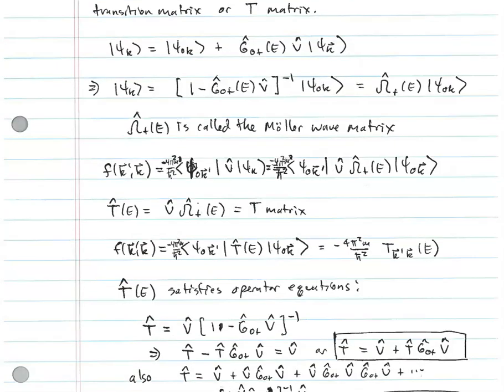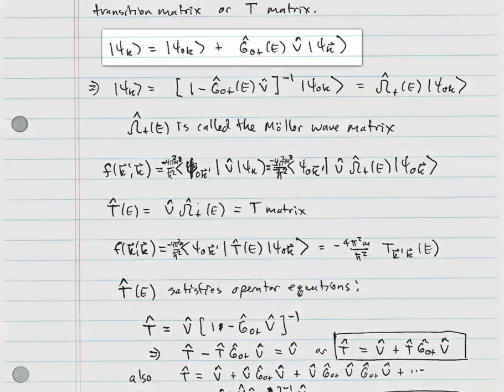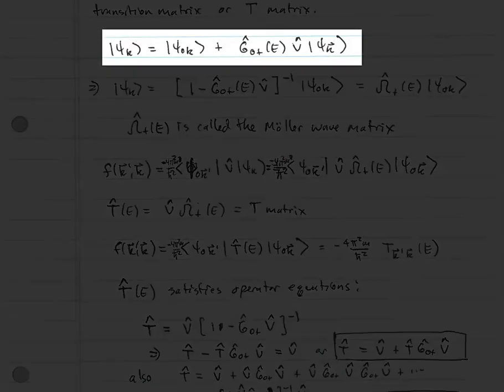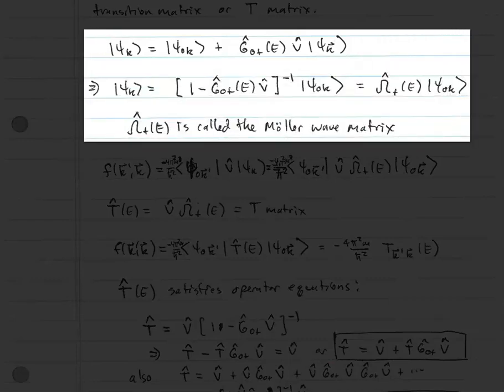The T-matrix is going to be defined in the following way. We start from our Lippmann-Schwinger equation: psi k is psi 0 k plus G0 plus of E V hat psi k. We can then solve that, as we know we can: psi k is (1 minus G0 plus of E V) inverse psi 0 of k. Then we replace that term that we previously were expanding as a geometric series with an operator that we just call capital Omega plus of E. That operator is called the Møller wave matrix.